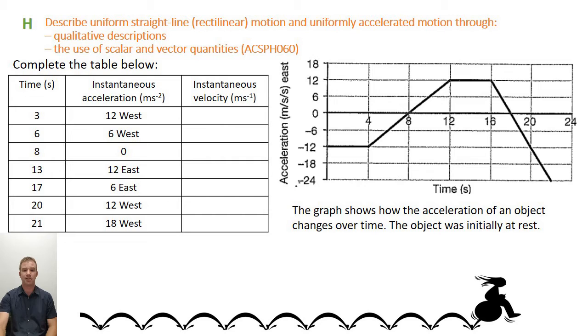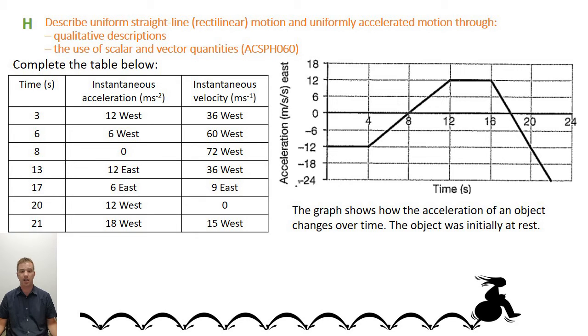Now, for instantaneous velocity, we just need to state the velocity at that very moment of time. So we're looking at area. Okay, so you've got 36 meters per second west for the first answer. For 6 seconds, you've got 60 meters per second west. For 8 seconds, it's just 72 meters per second west. For 13, it's 36 meters per second west. For 17, it's just 9 meters per second east, and 20 seconds is 0, and at 21 seconds, it's 15 meters per second west.